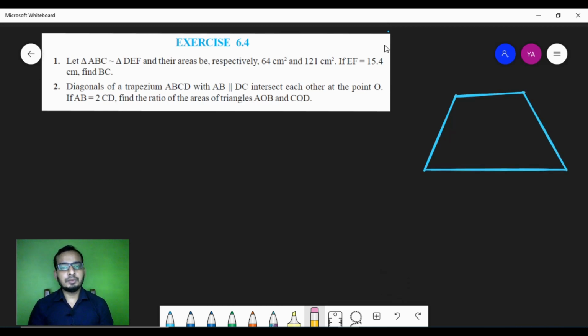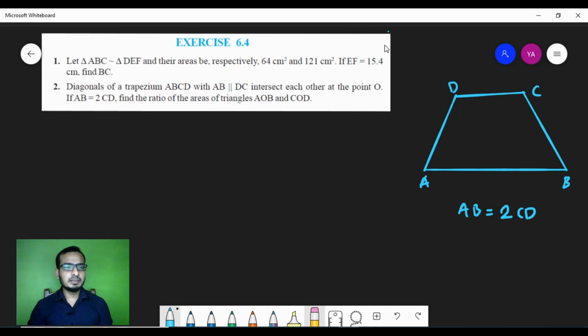Name, how do we want to give the name? AB is parallel to CD. So, ABCD. Now it looks like AB is parallel to CD. Also, I have drawn it almost satisfying the second condition given, that is AB is equal to 2CD.